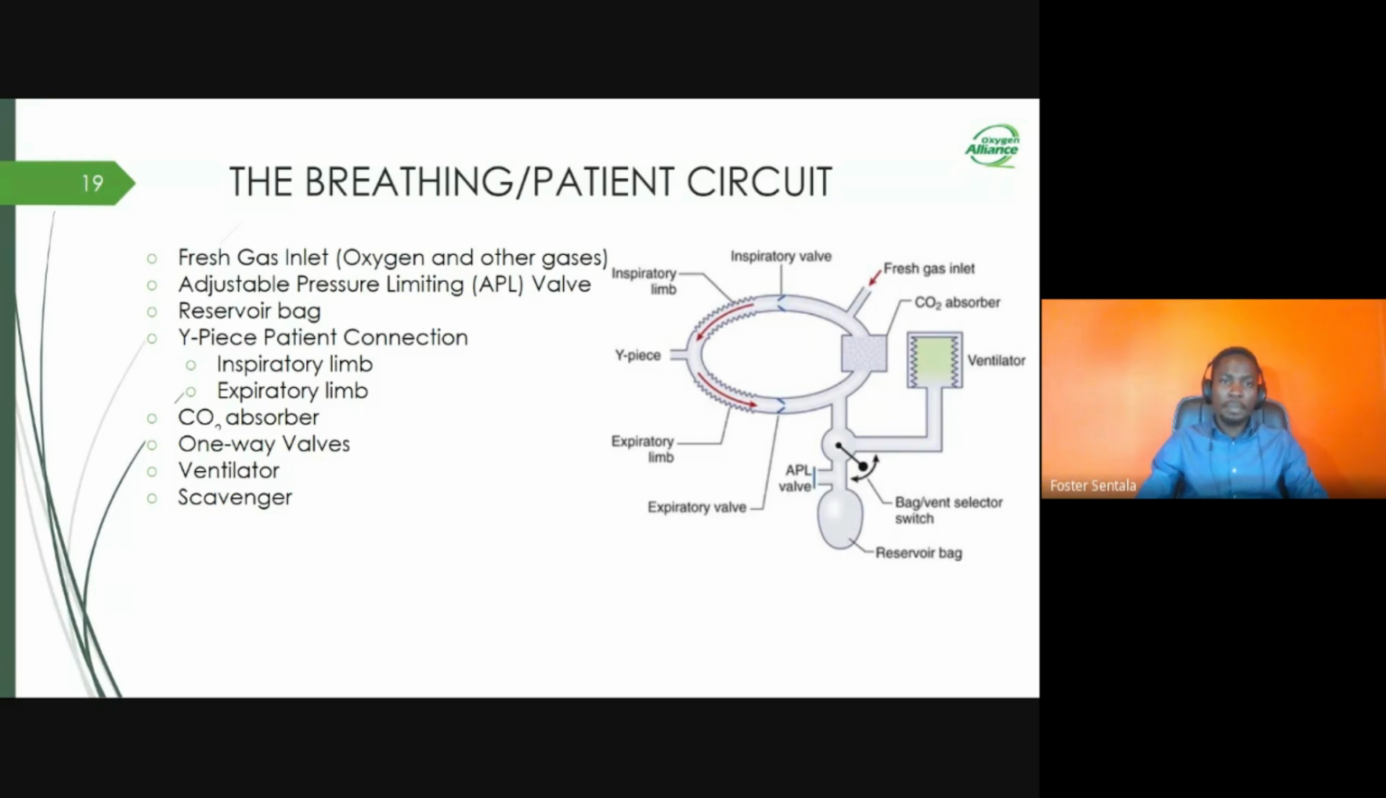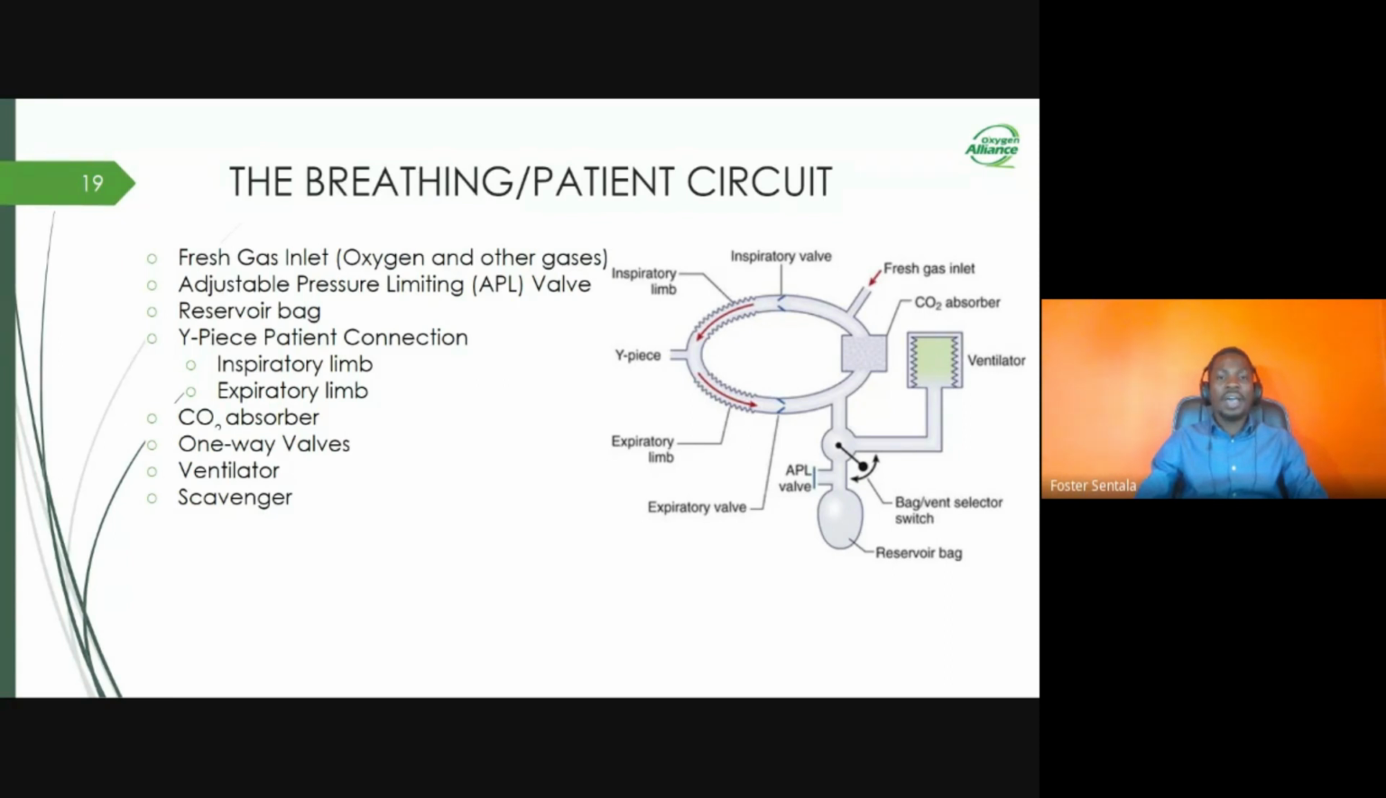So you have one limb that is for inspiration and the other limb below it that is for expiration. Within these limbs, those are the unidirectional valves I was talking about. During inspiration, the upper valve opens, and during expiration, the lower valve opens while the other one closes. In other systems where you have a rebreathing circuit, you also have the carbon dioxide absorbers so that it traps the carbon dioxide that is being expelled from the patient.